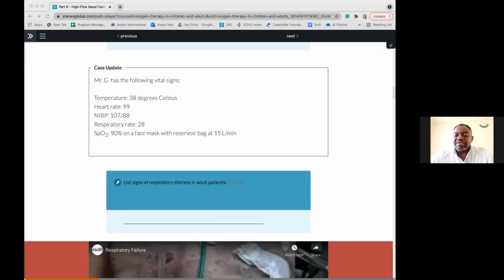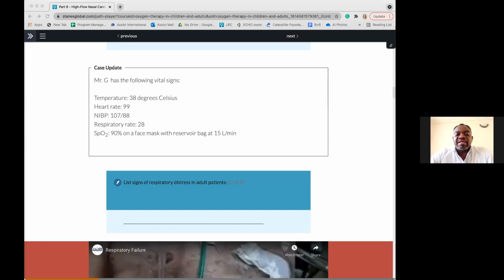Another sign that you can find is grunting. Grunting is a sound that you hear each time the patient exhales. It simply means that the body is trying to keep air in the lungs so that they stay open. That's where the noise of grunting comes from. The other sign that you can find in a patient is nose flaring, the nose opening and spreading while the patient is breathing. It just shows that there is an increased rate of breathing.